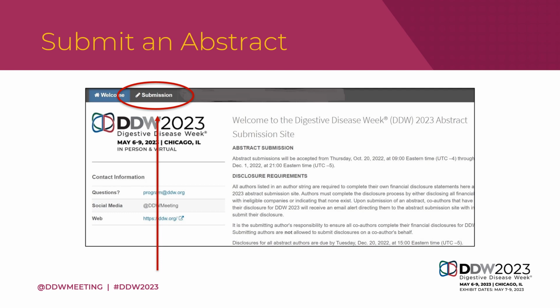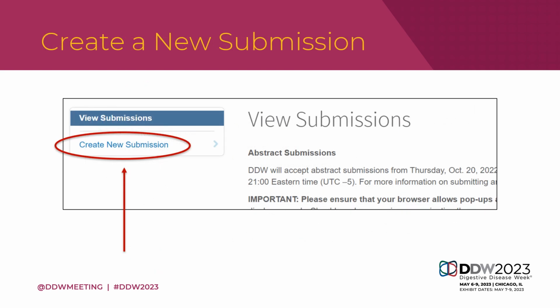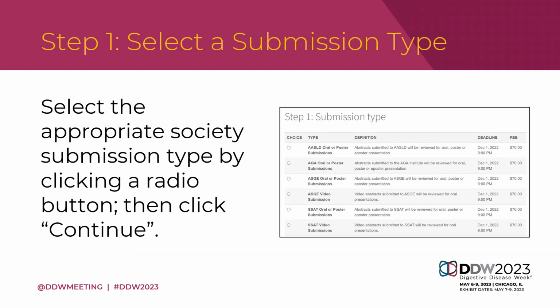When you're ready to begin your abstract submission, click the Submission tab in the top left corner of the screen. Next, click Create New Submission. We'll now walk through the 5 steps of submitting an abstract. You'll first need to select a society submission type. Use the radio dial button to select the appropriate submission type, and then click the Continue button in the bottom right corner.